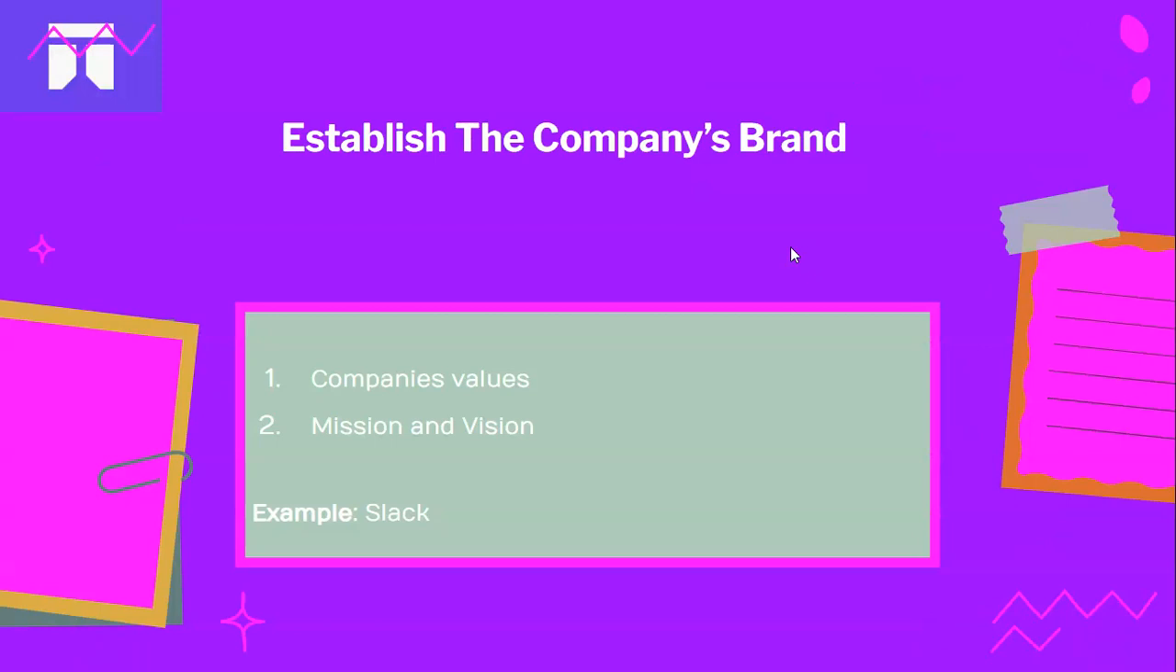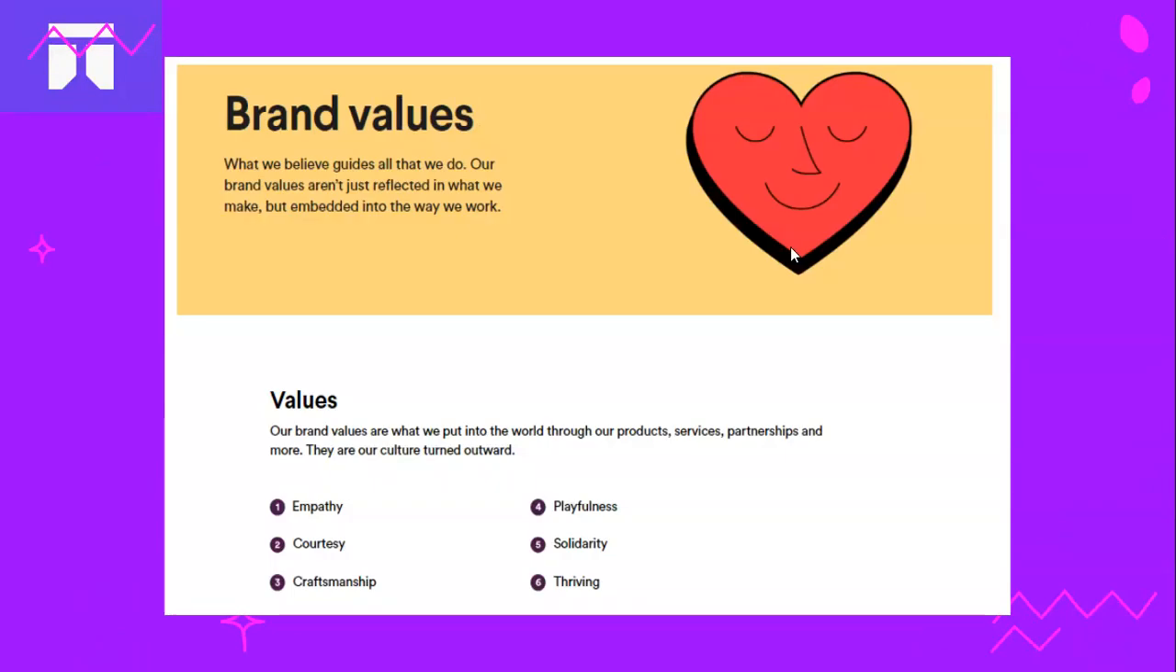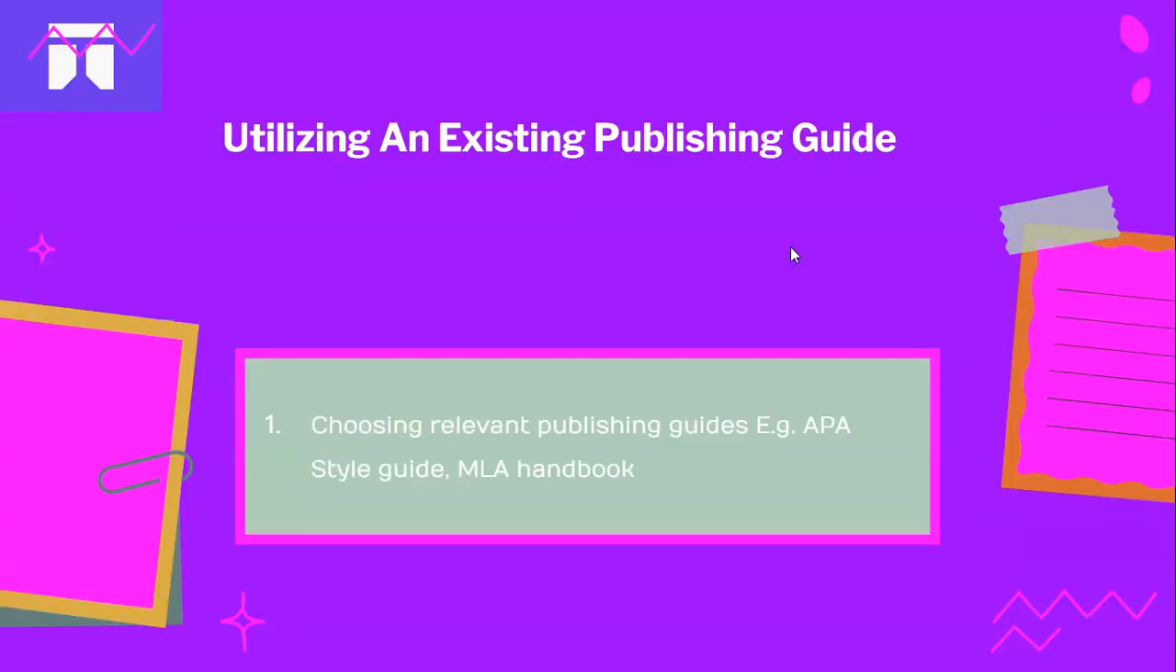A good example of this is seen by Slack. So when you go to the Slack writing style guide, they have their values laid out there for you. They stand for empathy, playfulness, solidarity, and all that. So when any writer is crafting any documentation for Slack, these are the rules they follow. So you know these are how the Slack brand likes to be represented. Okay. So when you establish the brand, what next?